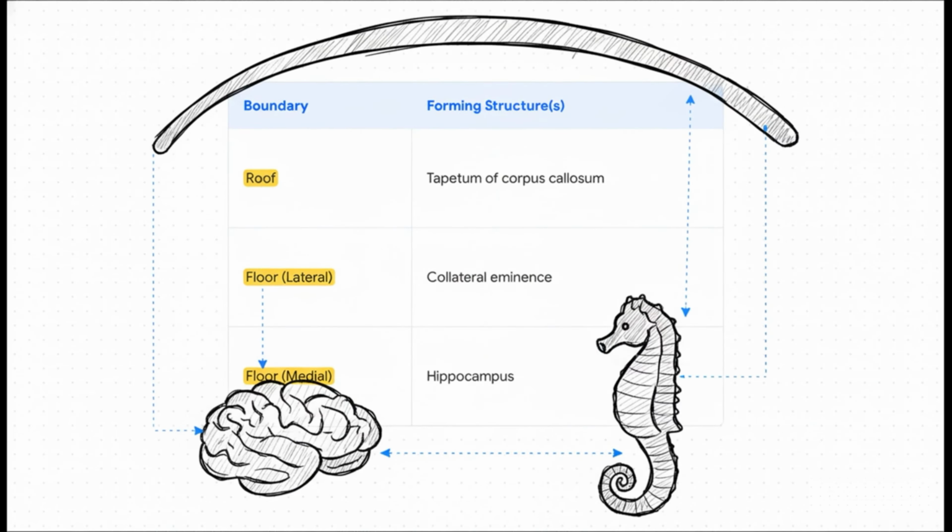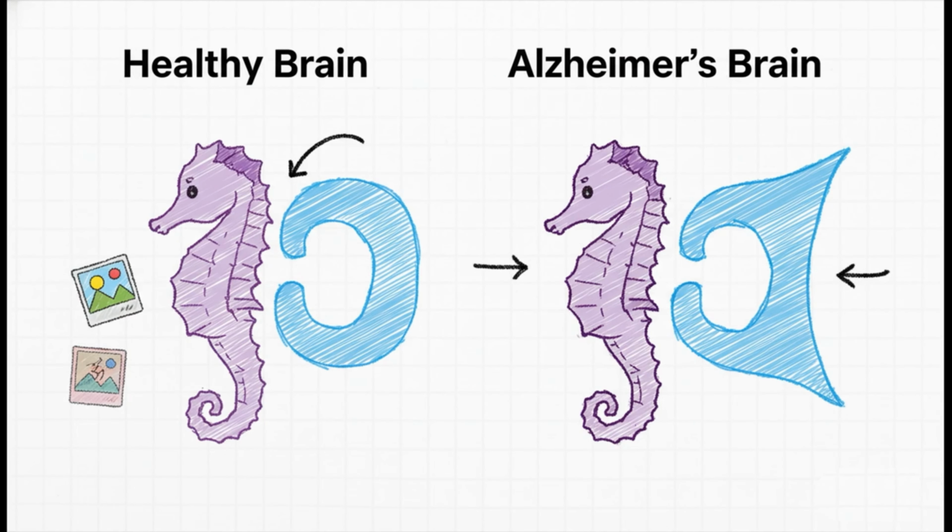The roof, once again, is formed by that tapetum from the corpus callosum. But the floor, well, the floor is arguably the most clinically important structure we are going to discuss today. Laterally, we have something called the collateral eminence, but medially, and this is the absolute key takeaway, we have the hippocampus. And here is why that matters so much.